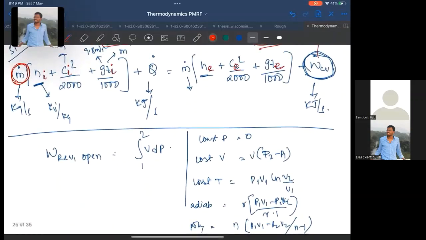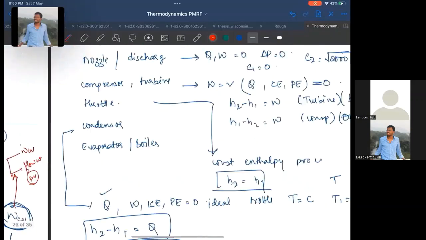And then reversible open system work is VDP, whereas in the closed it is PDV. Here it is VDP. So for a constant pressure, it is equal to 0, and for constant volume, V into P2 minus P1, and for constant temperature, P1 V1 ln V2 by V1, same as the closed system. And for adiabatic, the extra factor that needs to be multiplied is gamma into P1 V1 minus P2 V2 by gamma minus 1. And for a polytropic process, it is N into P1 V1 minus P2 V2 by N minus 1.